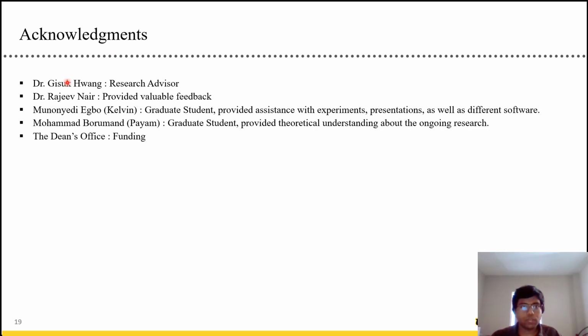Acknowledgements to my advisor, Dr. Gisip Wang, and also Dr. Rajiv Nair. These are both professors in the Mechanical Engineering Department at Wichita State, and Munyandiri Ekbo, or Kelvin, is a graduate student who helped me with experiments using software and presentations. Also, Mohammed or Paim is a graduate student who helped me understand what's going on in the research. And also thanks to the Dean's Office for funding my research.